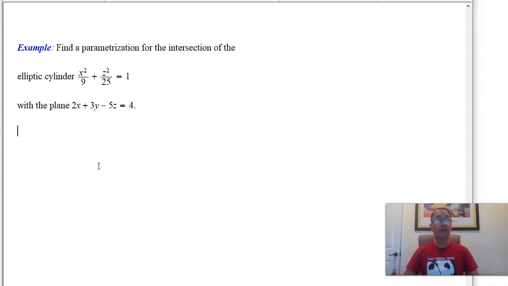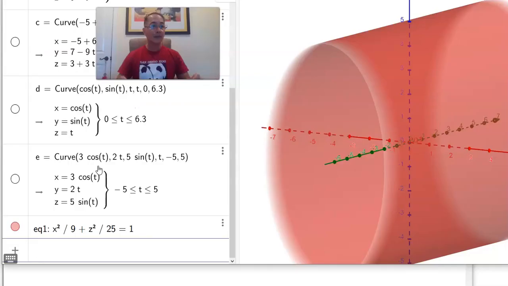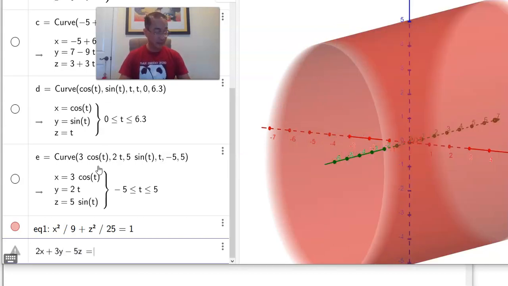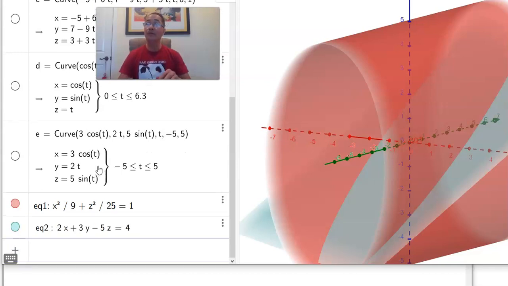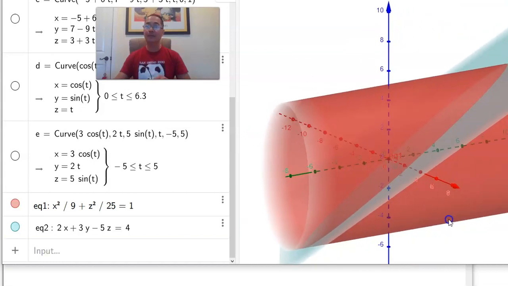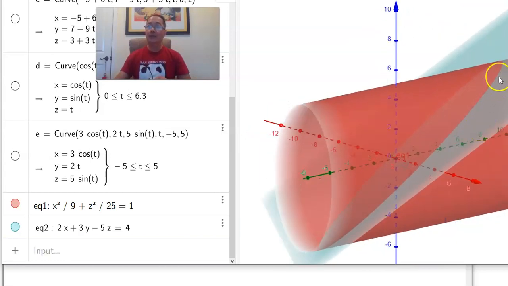Before we solve this problem, let's go back to GeoGebra and see what that curve is like. So we want 2x plus 3y minus 5z equal to 4. Okay, so that is our plane, and I guess we can zoom in a little bit. I hope you're convinced that it does look like an ellipse, doesn't it? In fact, I believe it is.